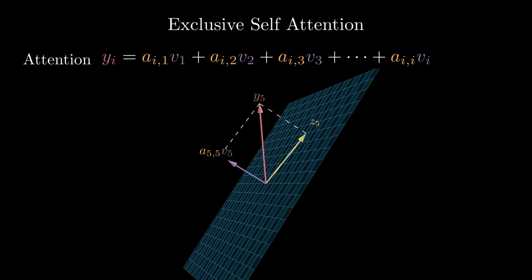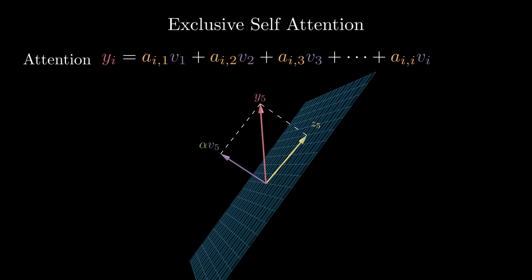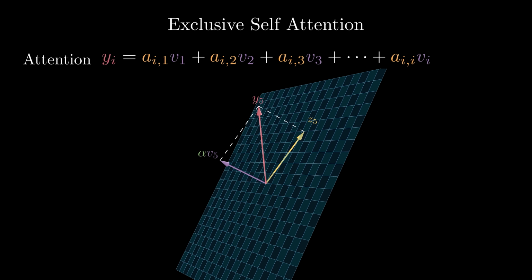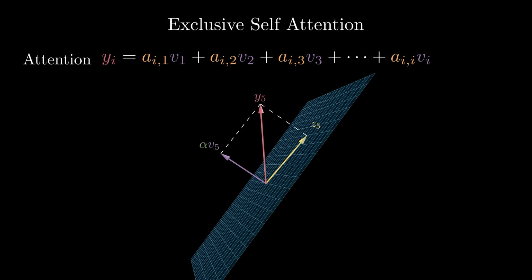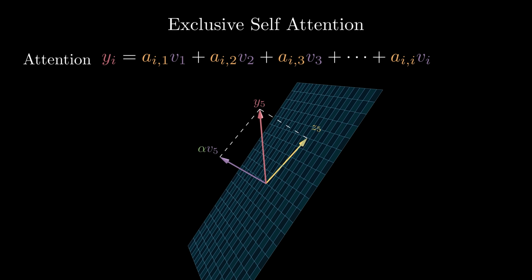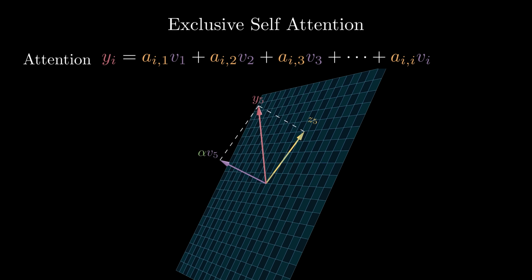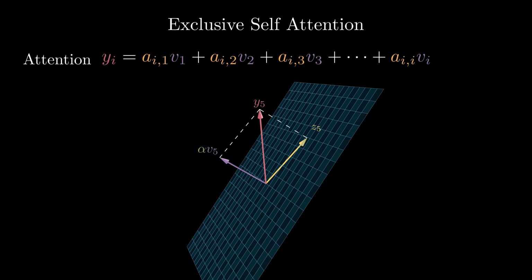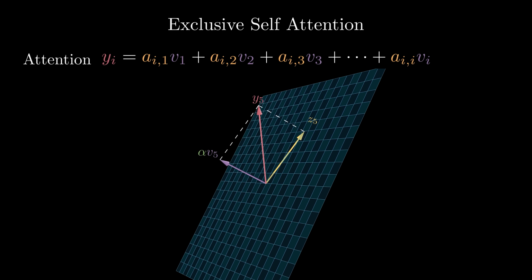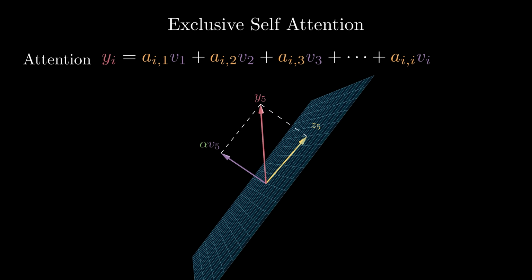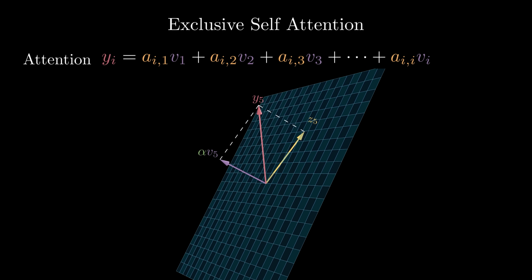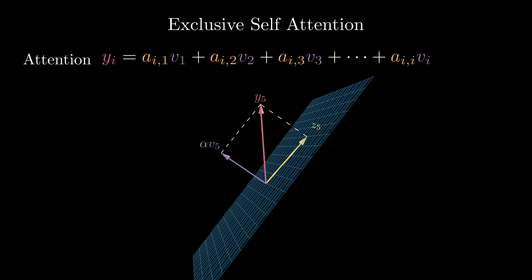But how do we find this vector z5? Here's a key fact from linear algebra. Any vector can be decomposed into exactly 2 parts: a component in the direction of the vector v and a component perpendicular to v. These 2 parts together reconstruct y exactly. So we can always write y as z plus alpha times v, where z is perpendicular to v. If we can find the scalar value alpha, we can determine the vector z by removing the vector alpha times v from the attention output y.